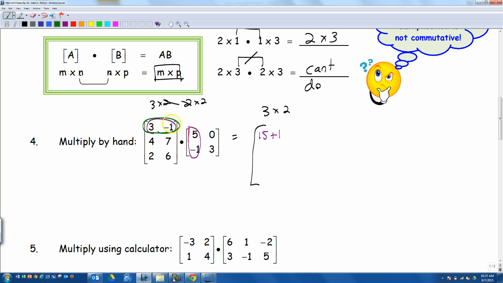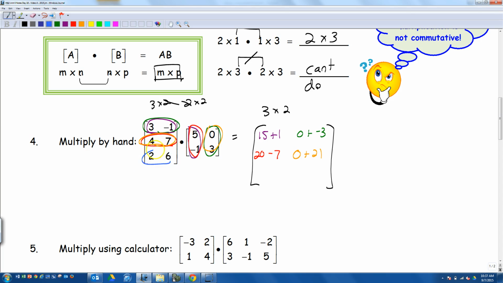Now you do the same thing with the top, and now this second one. So 3 times 0 is 0, plus -1 times 3 is -3. So we have the first row done. Now we go on to the second row and multiply it by the first column of the second matrix. 4 times 5 is 20. 7 times -1 is a -7. You do the same thing for the second row in the second column. You get 0 times 4 is 0, plus 21.